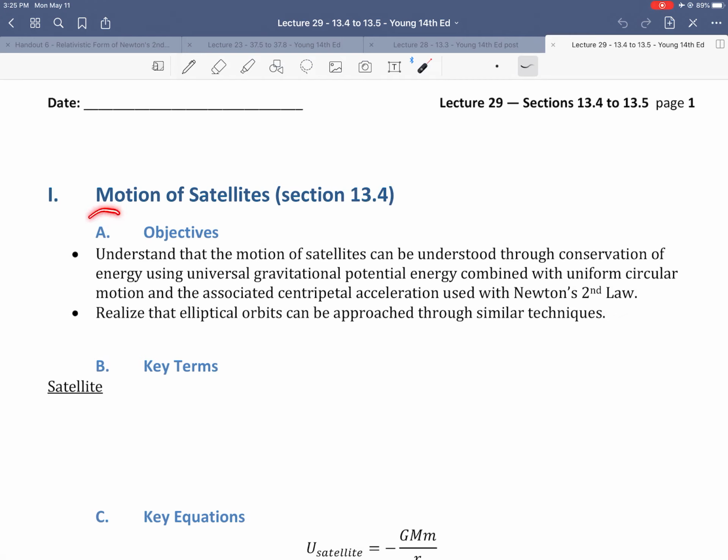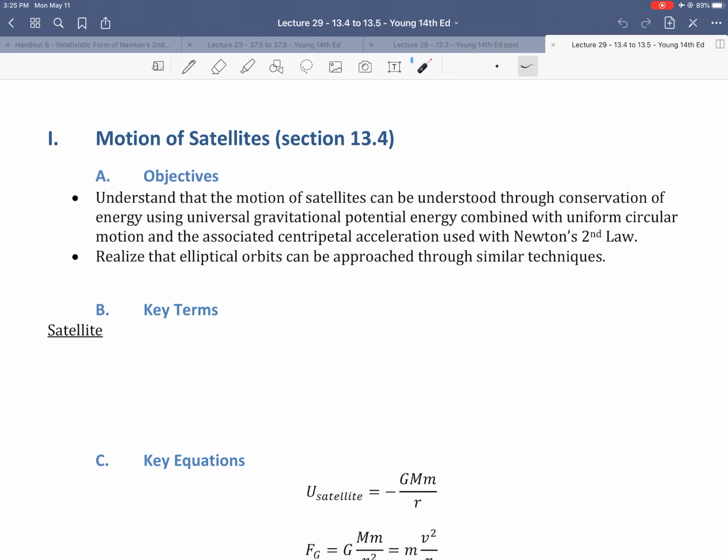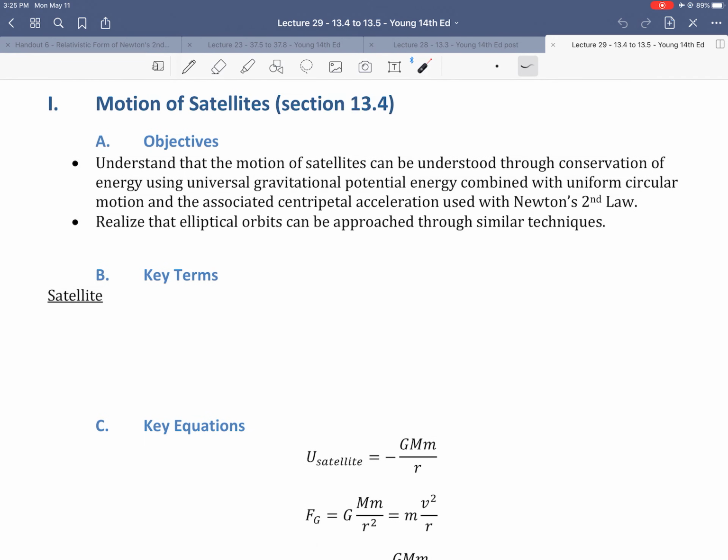Okay, so we have a couple of objectives in this section as we continue our discussion of gravity, and that's to understand that the motion of satellites can be understood through the conservation of energy using universal gravitation, which we talked about in the last lecture, universal gravitational potential energy, that is, combined with uniform circular motion and the associated centripetal acceleration used with Newton's second law. We also want to realize that elliptical orbits can be approached through similar techniques. Okay?